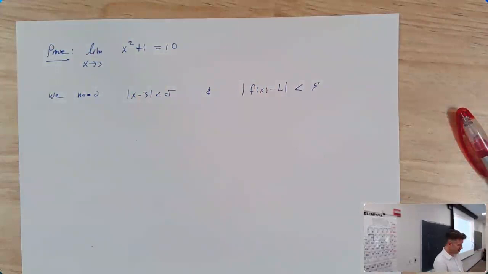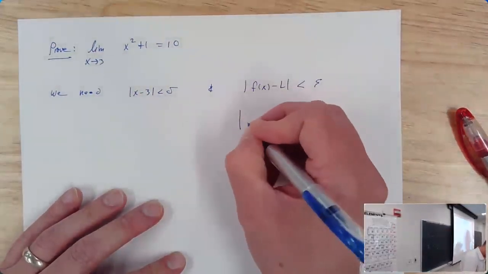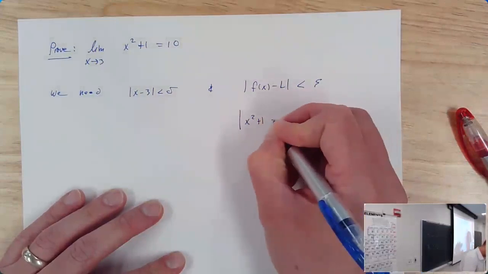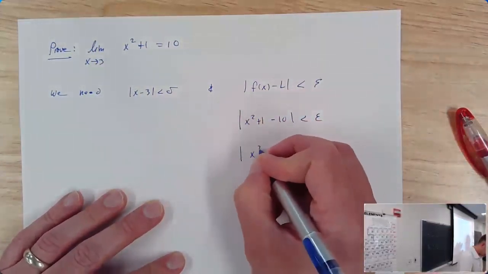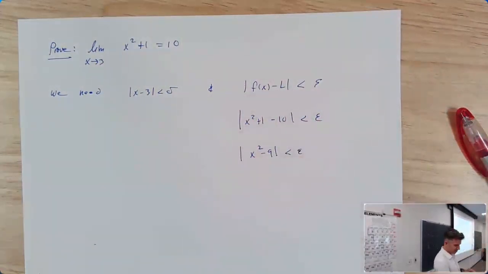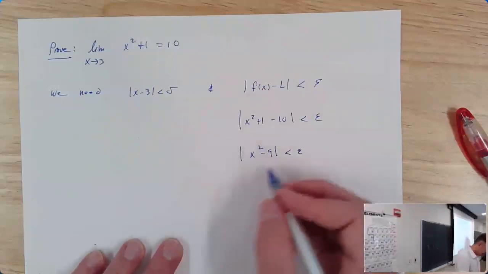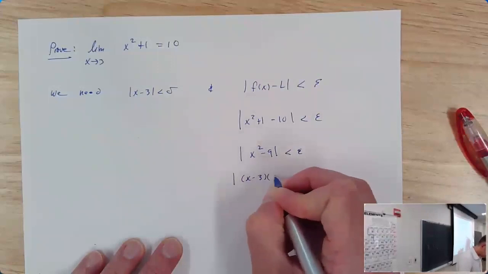So here's what we're going to do. We're just going to do it. So I'm just going to work on this. I've got the absolute value of x squared plus 1 minus 10 less than epsilon. And then I've got the absolute value of x squared minus 9 less than epsilon. And now here's where things get a little weird. I'm going to factor this as the absolute value of x minus 3 times x plus 3.